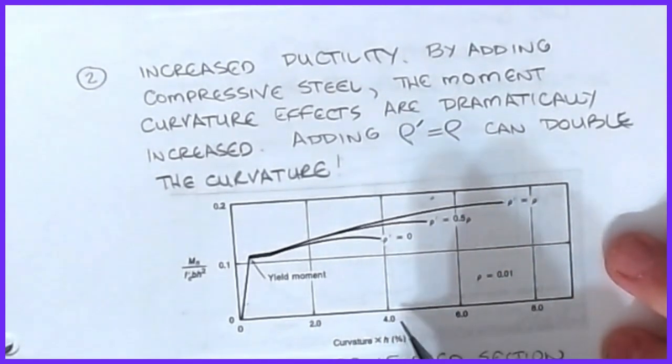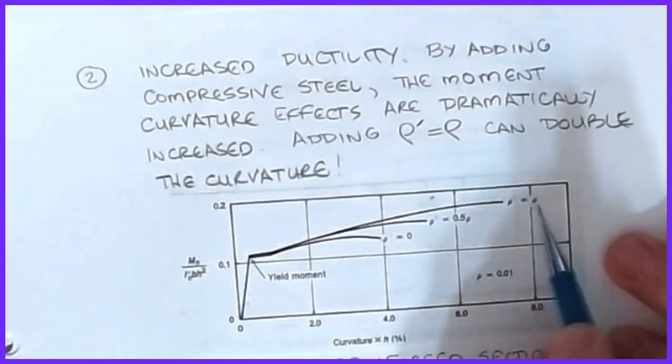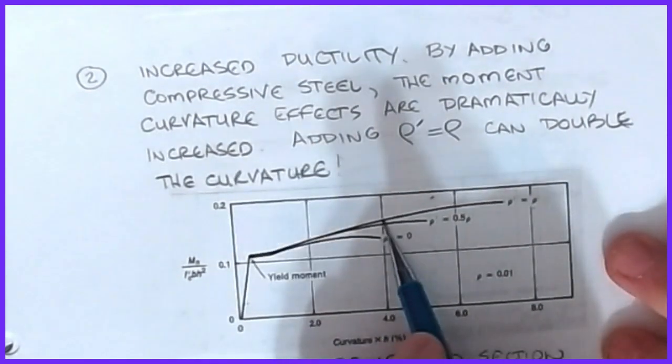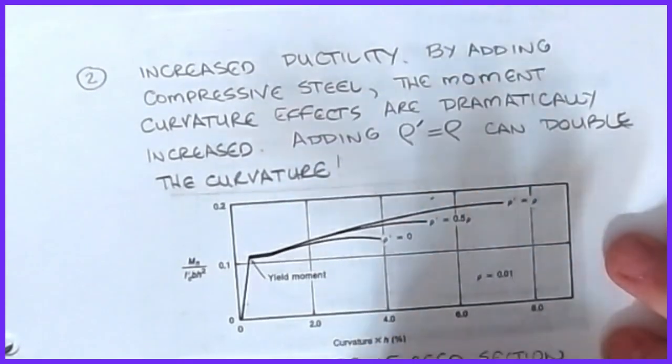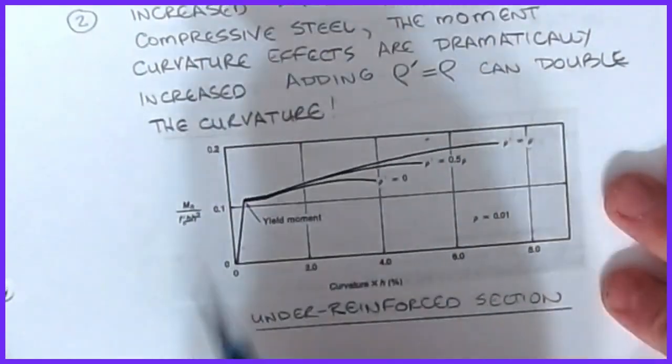Okay, but if I come in and I put in the compressive steel on this thing, look at what happens to the curve. It goes well past, almost to double what you were getting before. Okay, so that's a huge advantage.